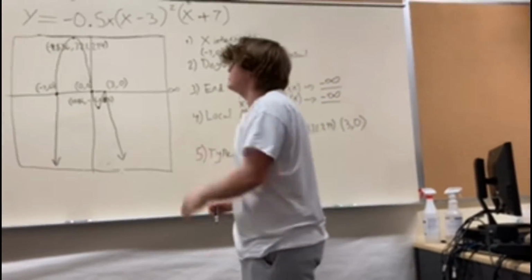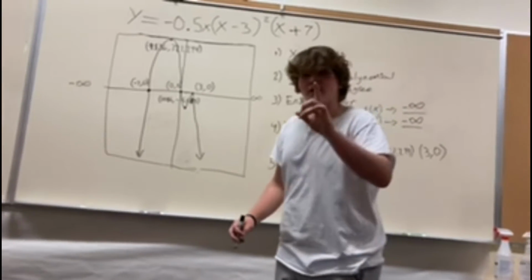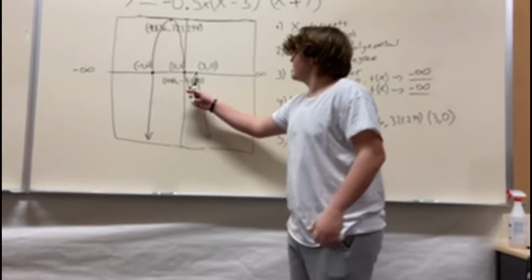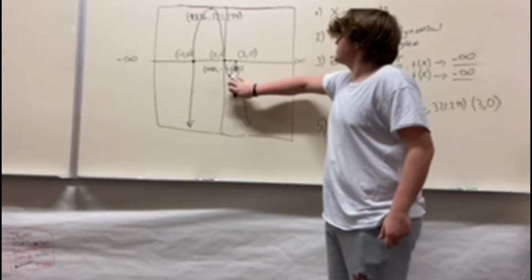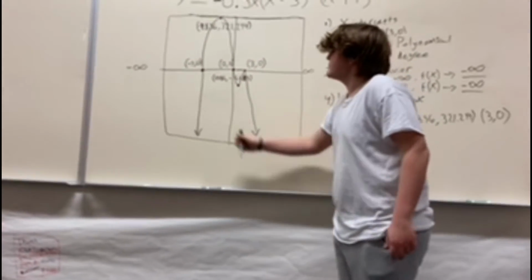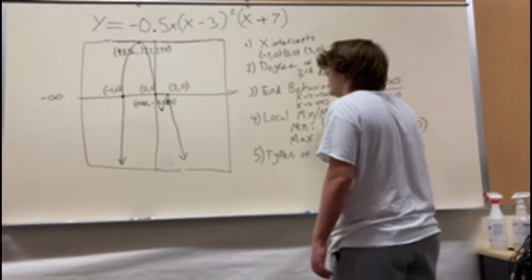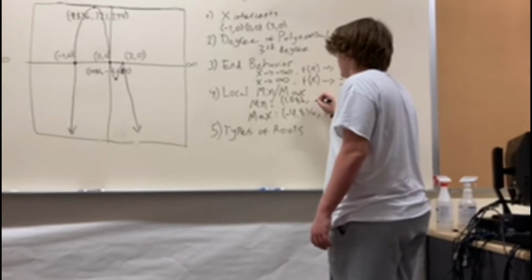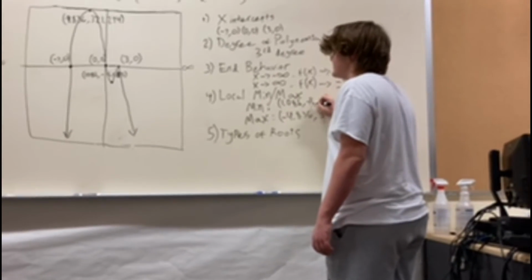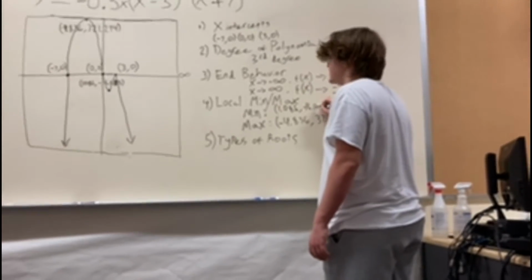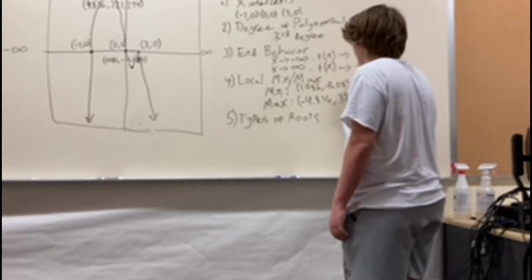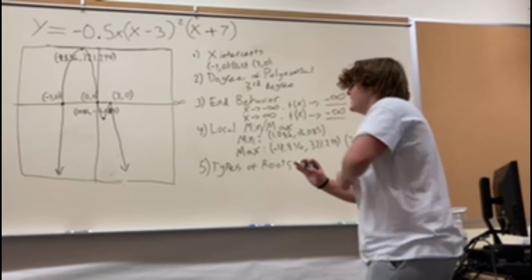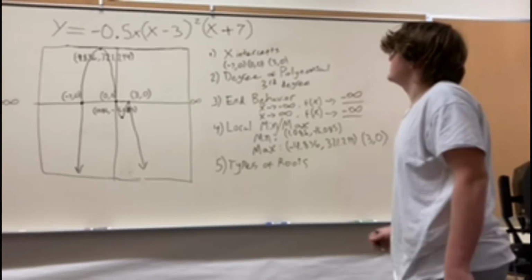Now, on to our minimum. We only have one minimum, and that is right here at the lowest point in this part of the graph, which is x = 1.086, and our y is -16.085.